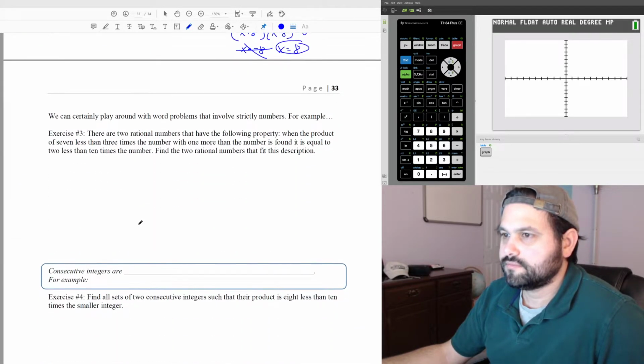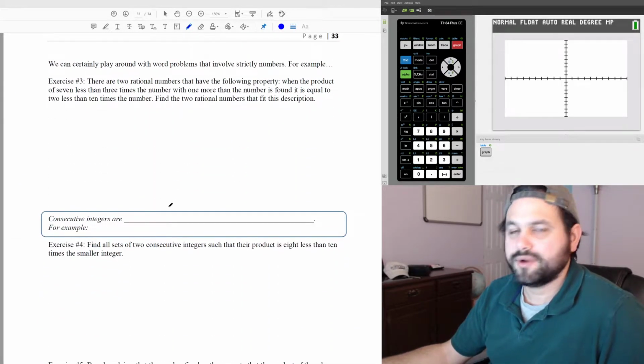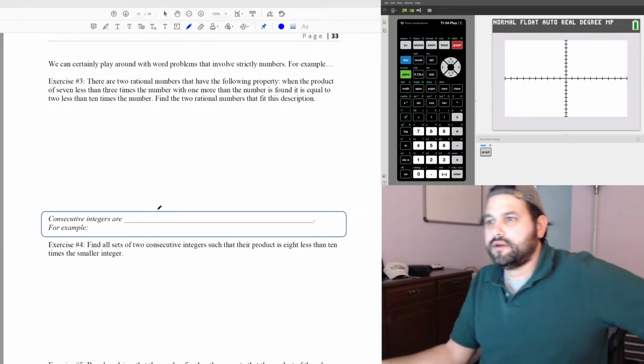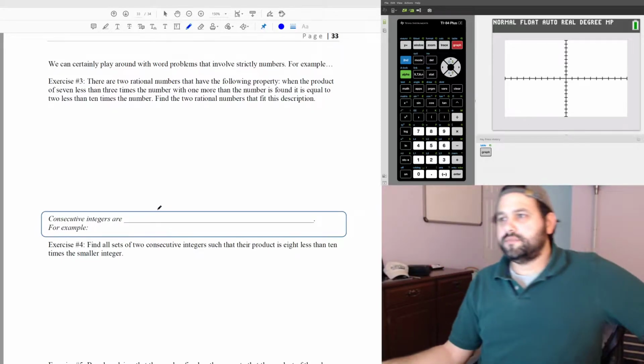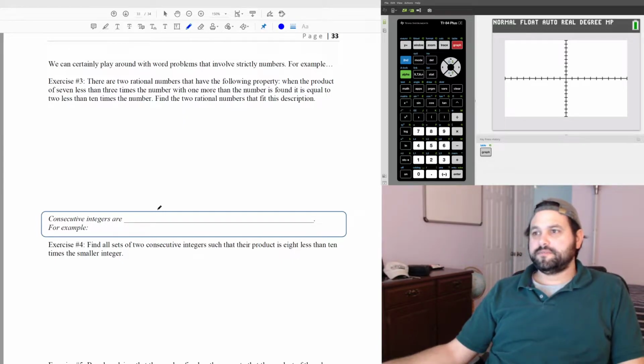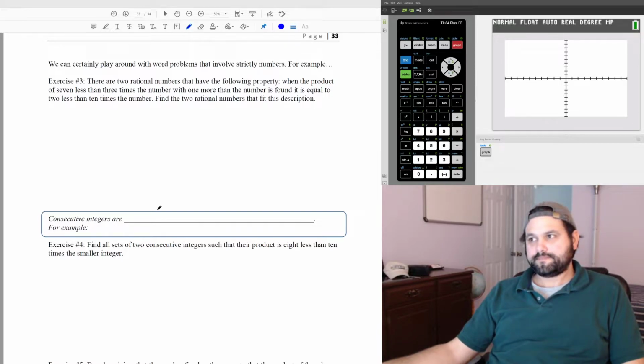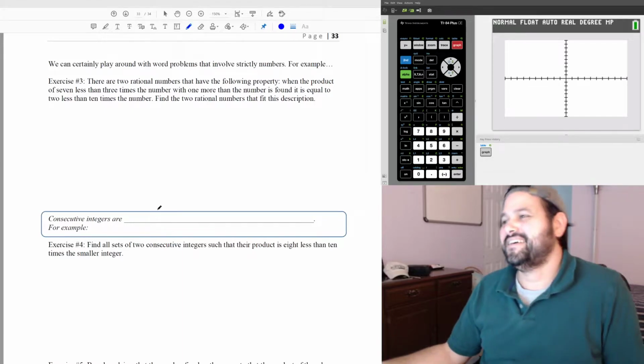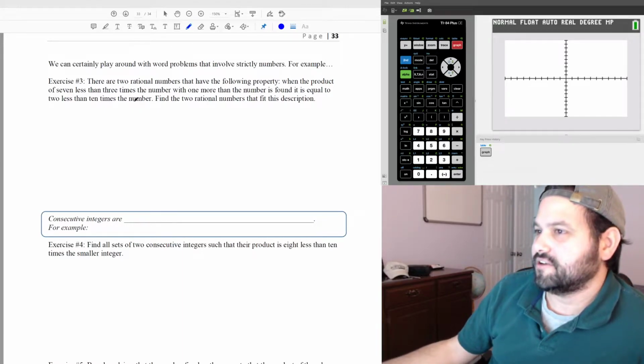All right, let's move on to the next page, number 3. We can certainly play around with some word problems that involve strictly numbers. For example, there are 2 rational numbers that have the following property. When the product of 7 less than 3 times the number with 1 more than the number is found, it is equal to 2 less than 10 times the number.